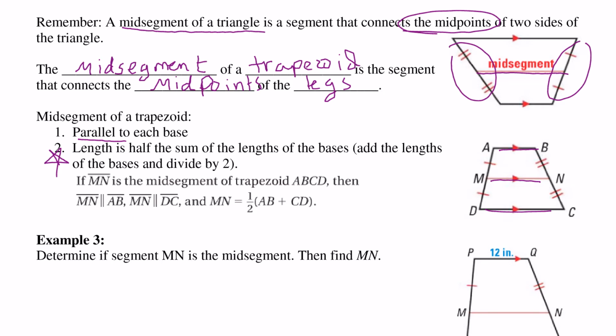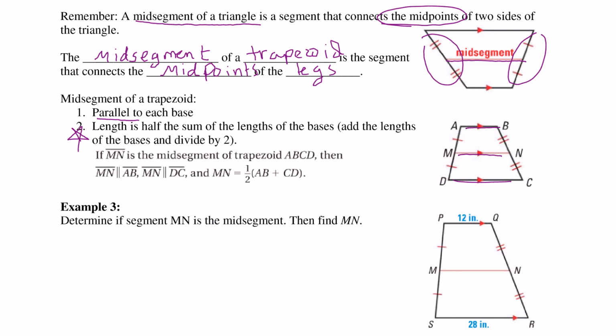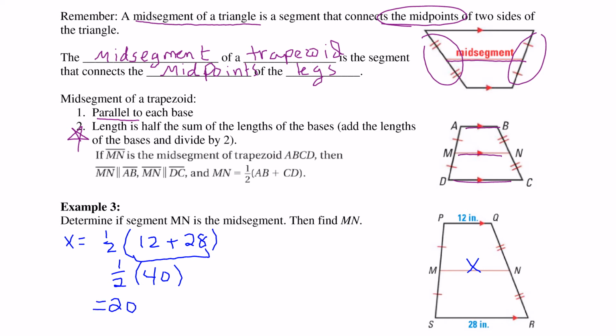So in the example down here, we can say that x is the mid-segment, so x should equal 1/2 times the two bases added together, my 12 plus my 28. If I combine these two, I get 40. When I multiply that by 1/2, I get 20 for my x. That means the length of my MN is going to be 20, and we've got 20 inches as my units.